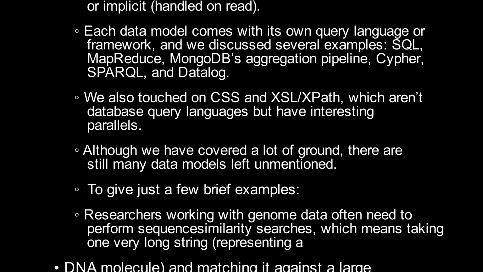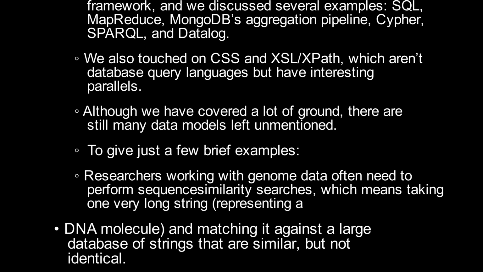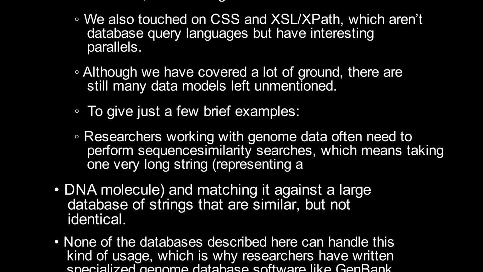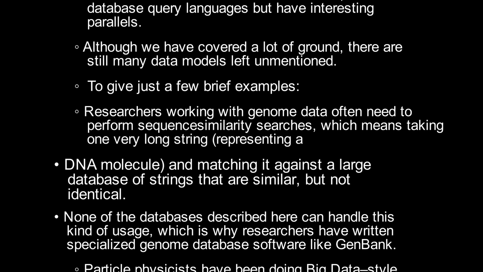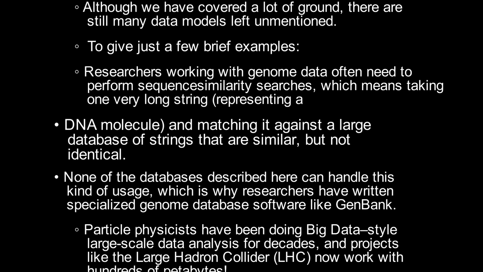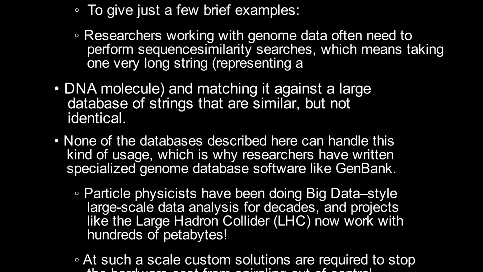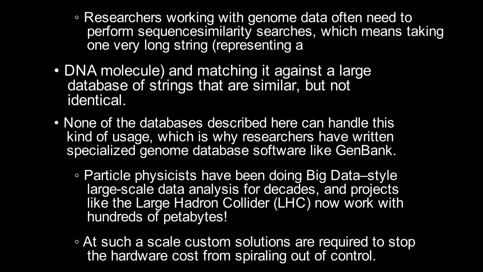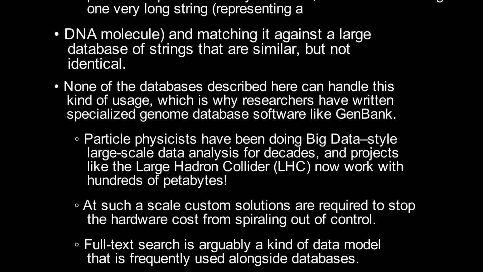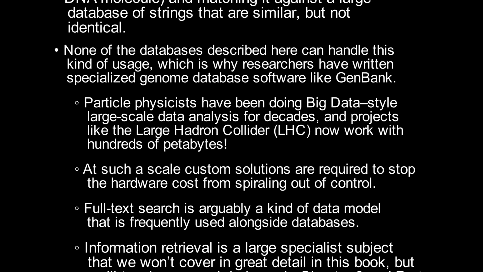To give just a few brief examples, researchers working with genome data often need to perform sequence similarity searches, which means taking one very long string representing a DNA molecule and matching it against a large database of strings that are similar, but not identical. None of the databases described here can handle this kind of usage, which is why researchers have written specialized genome database software like GenBank. Particle physicists have been doing big-data-style large-scale data analysis for decades, and projects like the Large Hadron Collider (LHC) now work with hundreds of petabytes. At such a scale, custom solutions are required to stop the hardware cost from spiraling out of control.